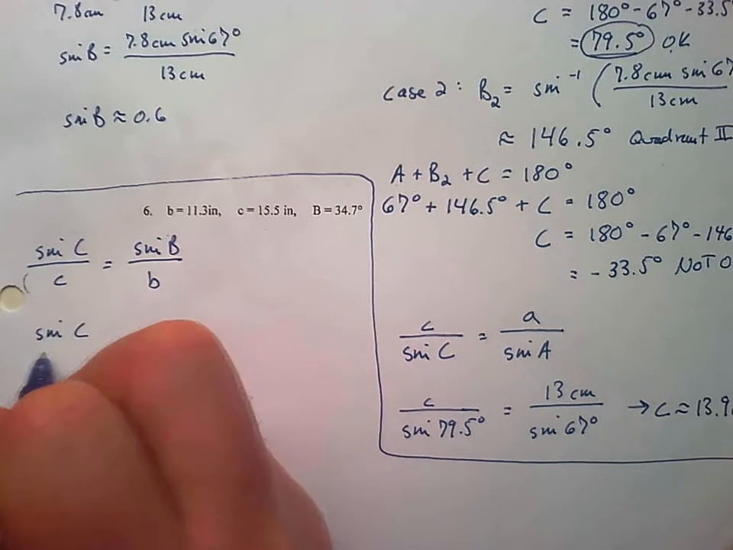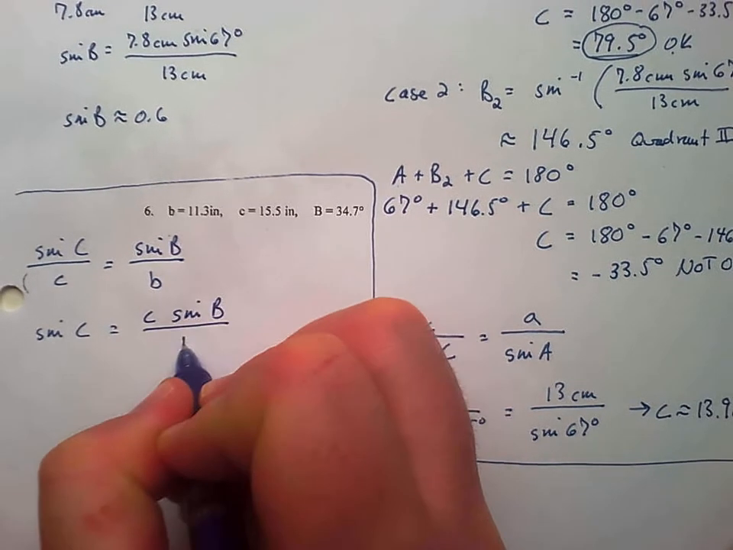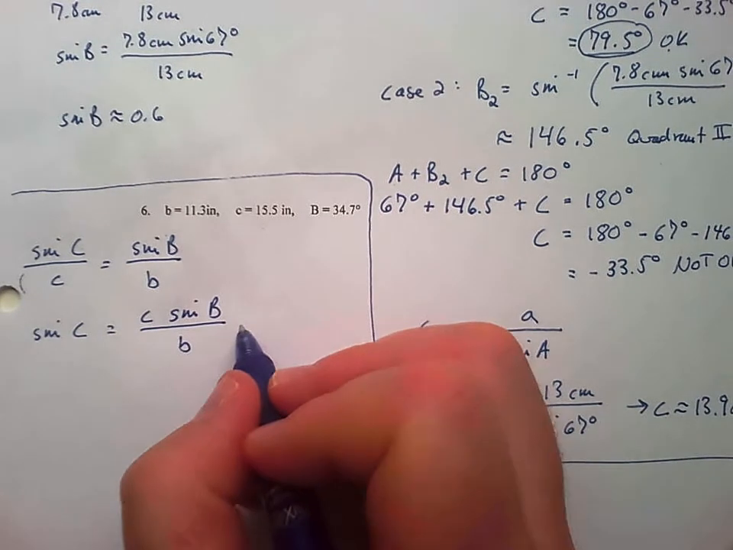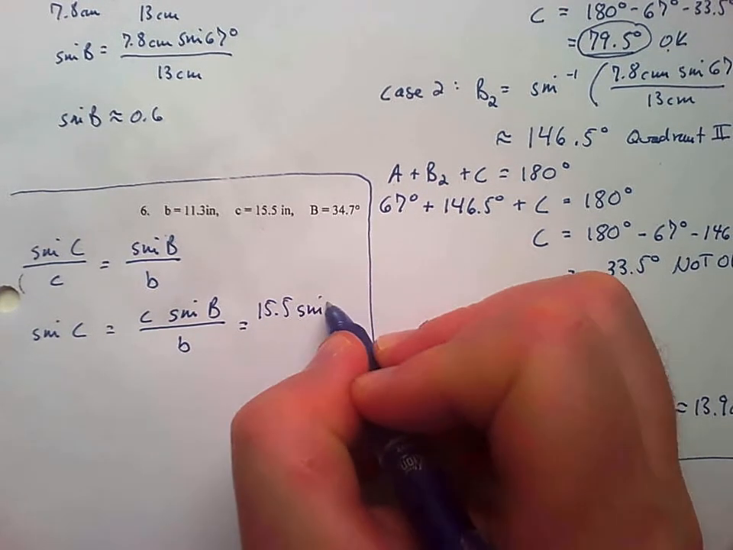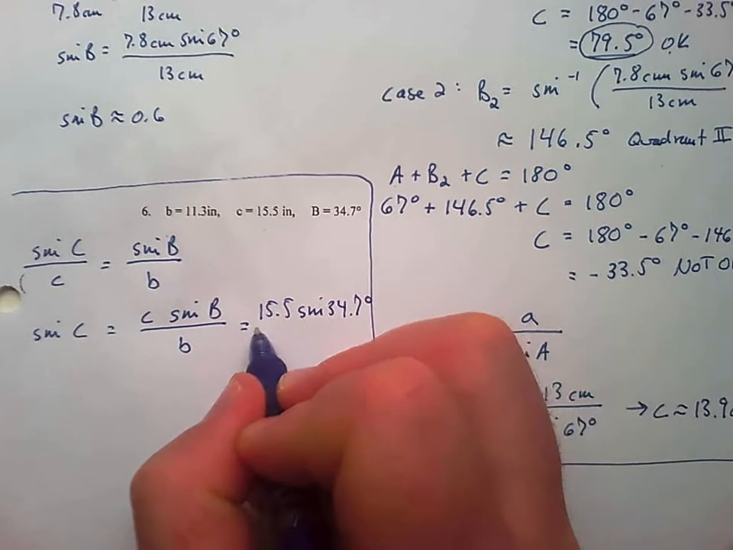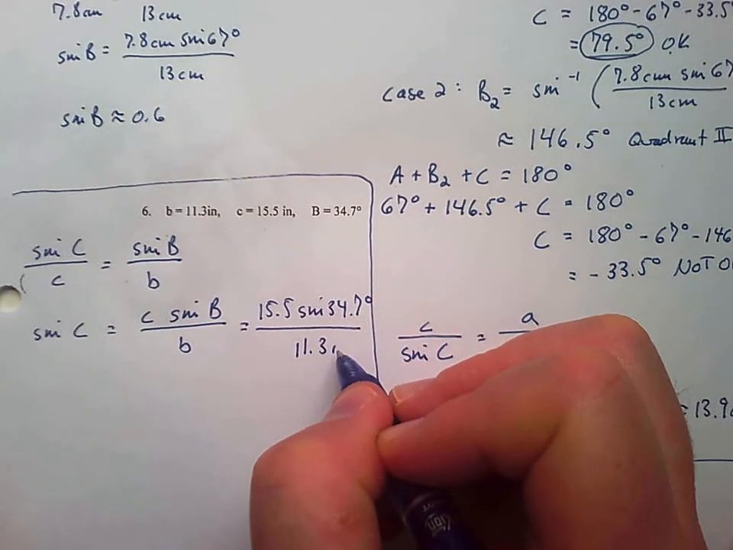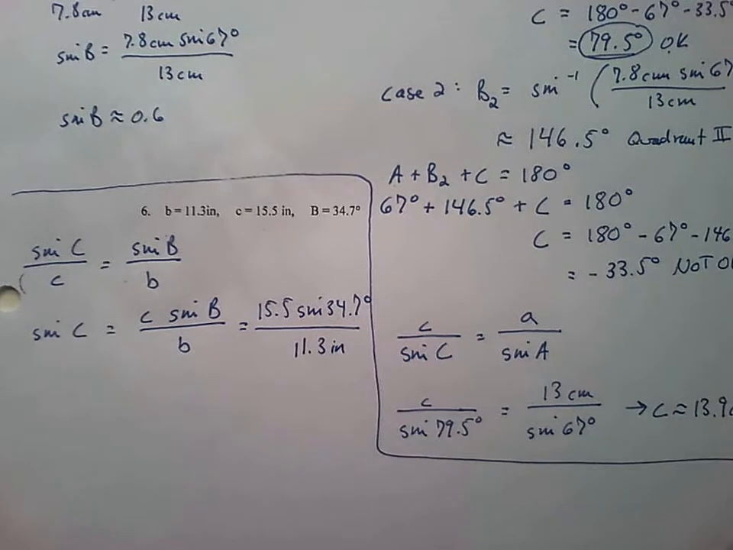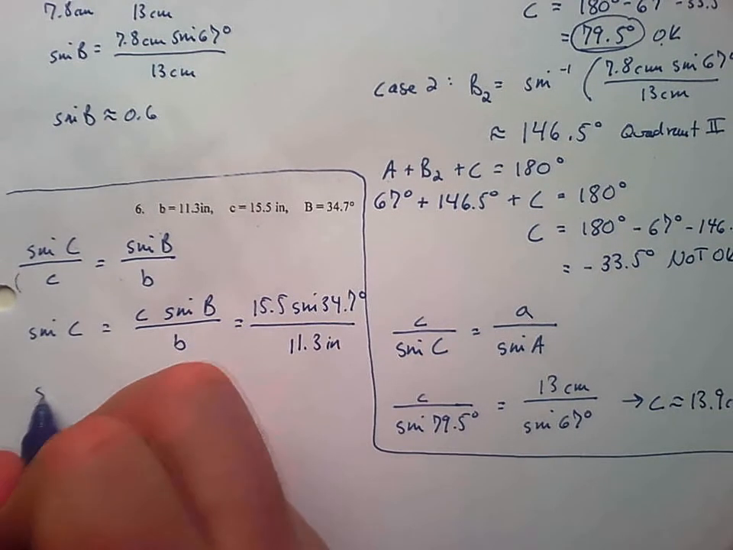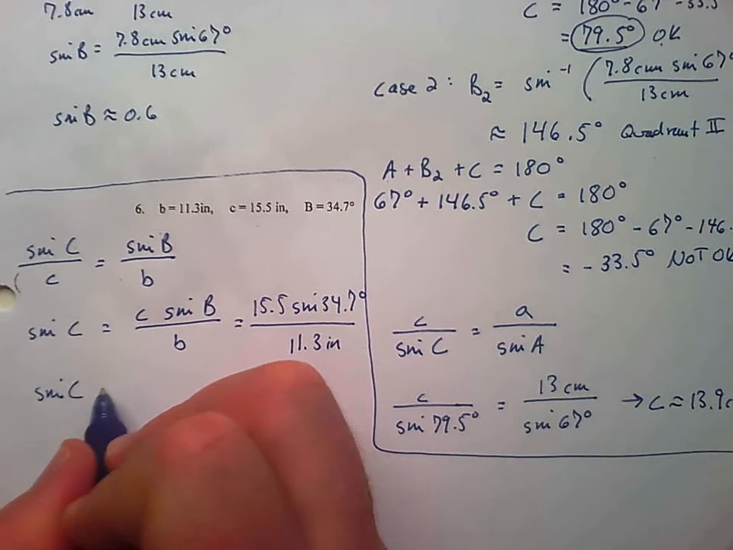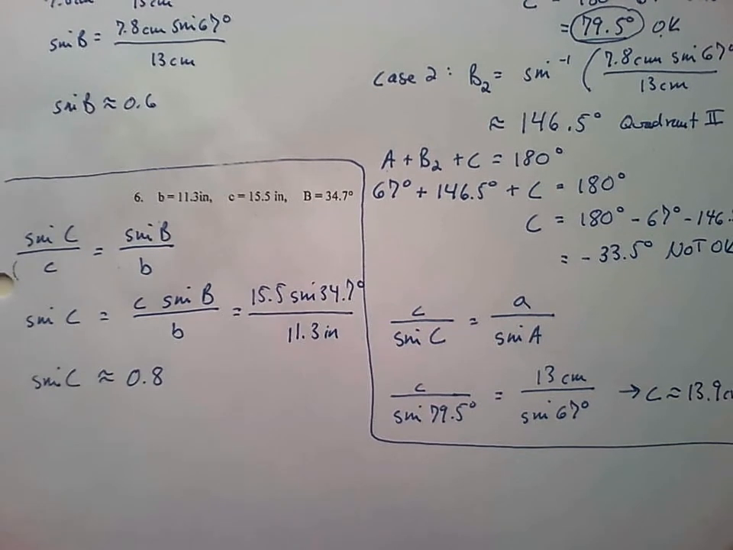We can have sine of C is equal to C times the sine of B over B. Plugging in values here, we're going to have 15.5 times the sine of 34.7 degrees divided by 11.3. These are inches. So therefore, we're going to say that the sine of C is approximately equal to 0.8.